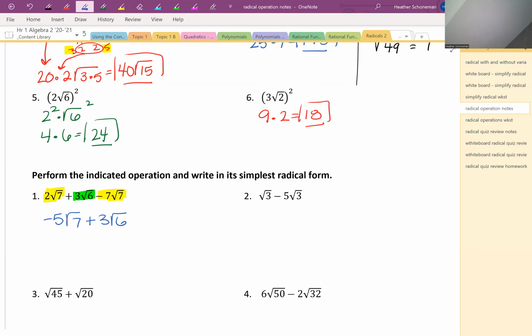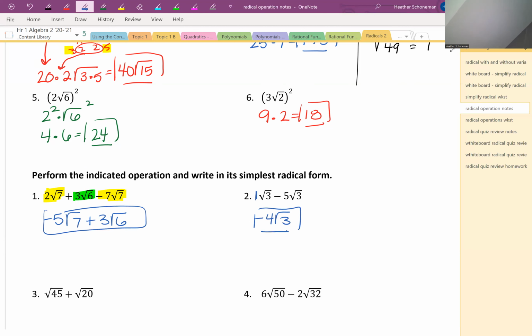Over here on number 2, both of these are like terms because they're radical 3. Now this first one, when there's no number there, there's an invisible 1. There's one of them, right? Because if it was 0 of them, they wouldn't be there. So it's 1 minus 5, so I get negative 4 square root 3.